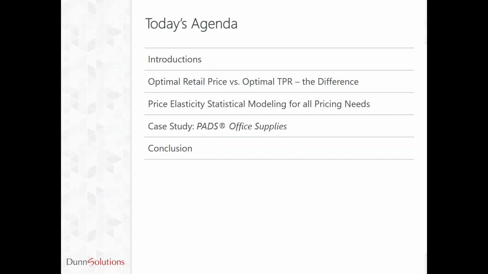Now, the agenda for today: I want to go through a brief round of introductions. Then I would like to talk about the difference between the optimal retail price and the optimal TPR, temporary price reduction. Then I want to talk about the concept of price elasticity modeling and how it applies to all of your pricing needs. And I would like to go through a real case study, Pez Office Supplies.